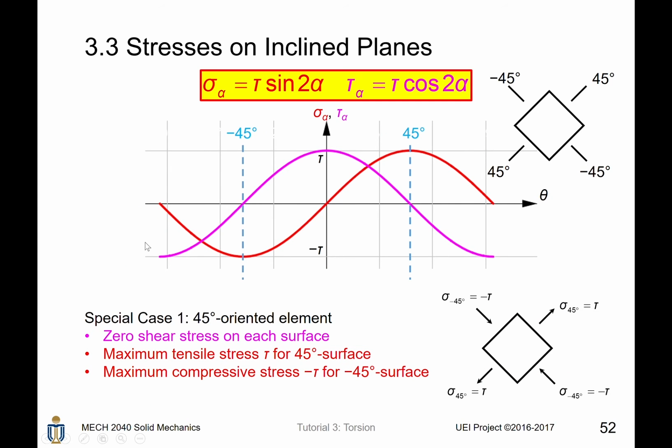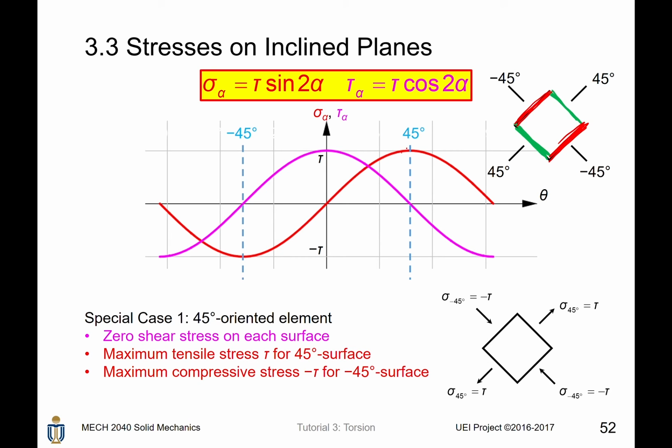The first special case we would like to discuss is the 45 degree oriented element. For this element, there are two 45 degree surfaces as well as two minus 45 degree surfaces. For those two values of alpha, the red curve represents the direct stress on the element.